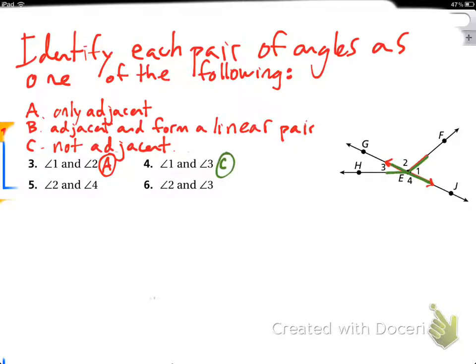Angles 2 and angle 4. I can actually use these green lines again for these. Do they share a common ray? No, the two rays or sides that make up this angle 2 are not the sides that make up the angle 4. So again, we have C.